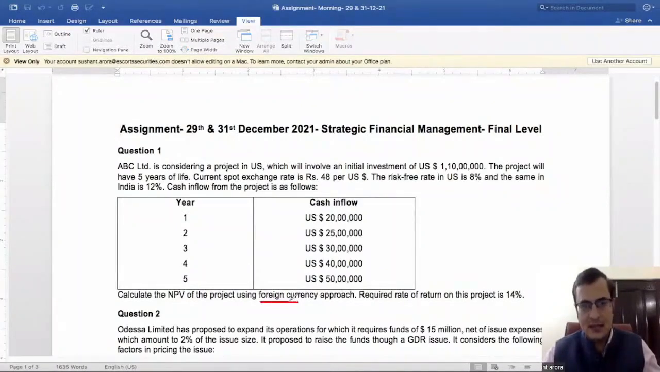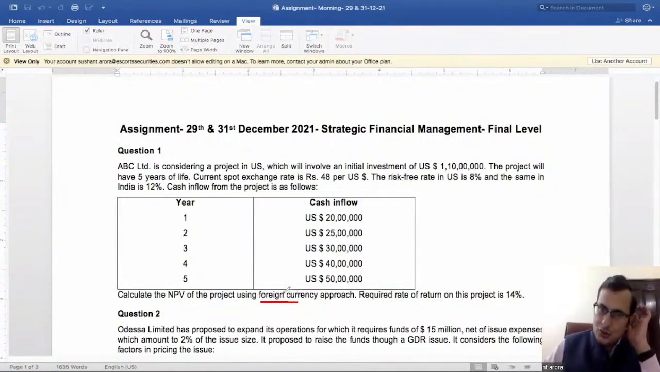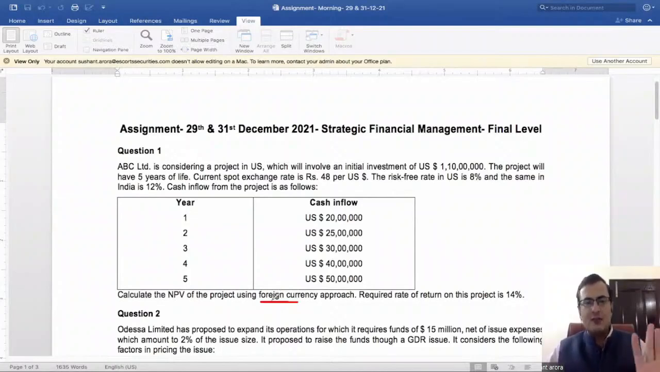You can see it is saying the foreign currency approach. So let's do one thing. Let's calculate first the question number 1, and then we will do question number 6 because you have the matching of the NPVs over there. Okay. So let's start with a very simple one. So beta, this is your study material question.